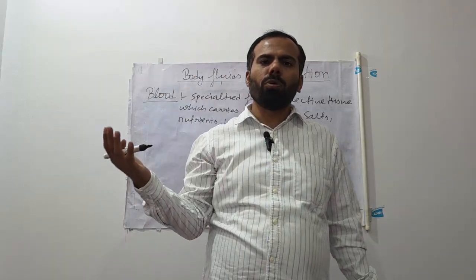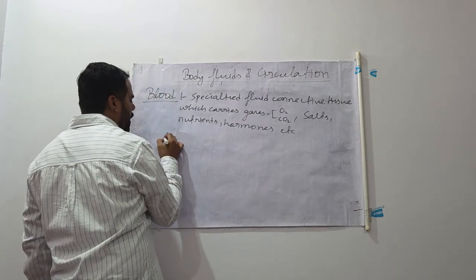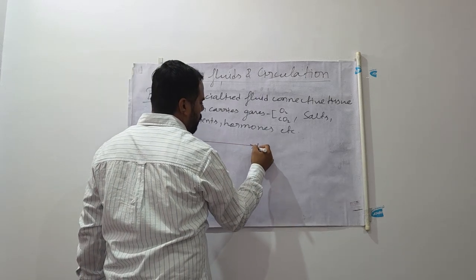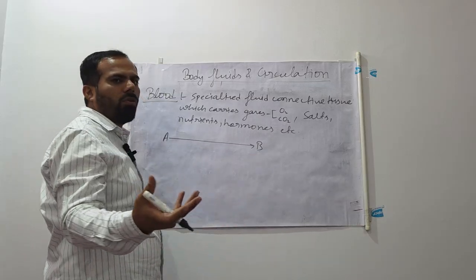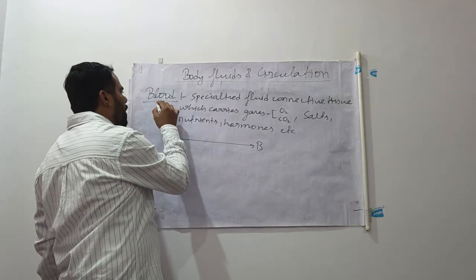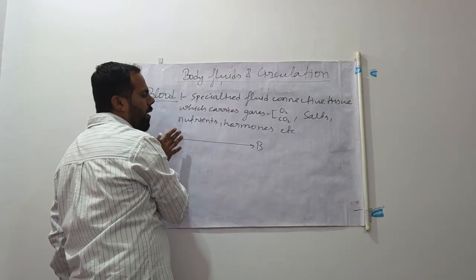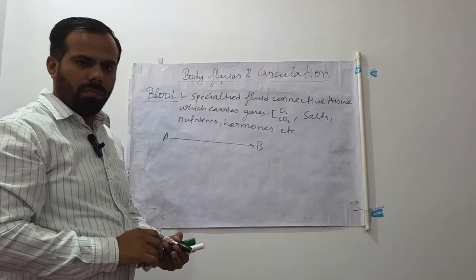And these are transported from one place to another. Like if these are present at point A, then these have to reach point B, and for that we need our circulatory system. And in our circulatory system there is blood in which these are loaded and then transported from A to B. Okay.